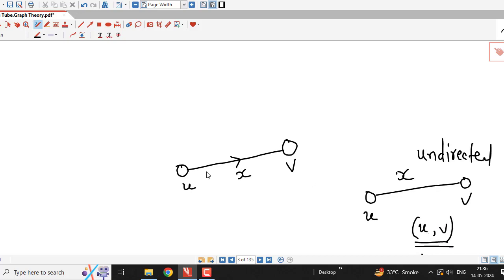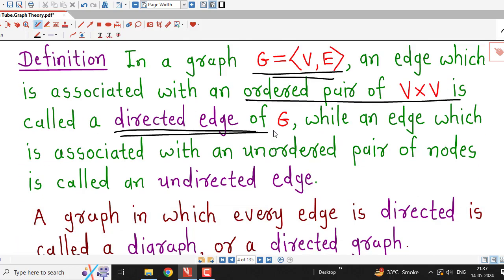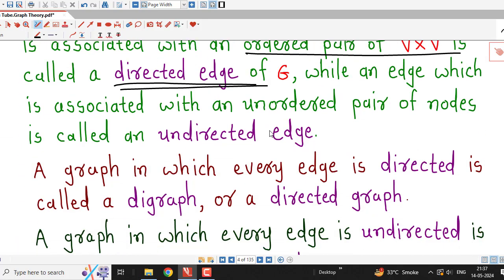Here an arrow is specified from U to V, therefore here direction matters. We can say that X is an edge from U to V. We cannot say that there is an edge from V to U. So this is a directed edge. So that is the meaning of directed and undirected edge.